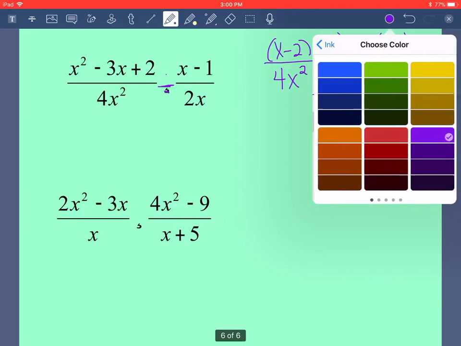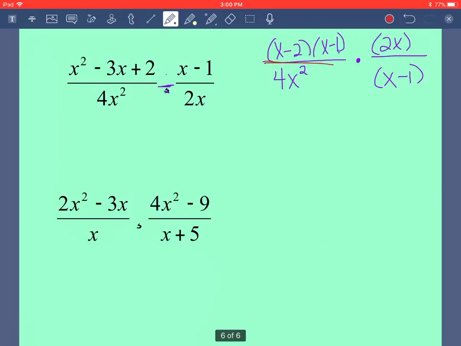I'm able to extend this division line all the way across, and I'm looking for identical factors in the top and the bottom. So I've got an x minus 1 in the top and the bottom. So now I have 2x times x minus 2 over 4x squared. Well, as long as your variable doesn't have anything being added or subtracted to it, you're able to simplify. So I've got a 2x in the top and a 4x squared in the bottom. So the 2 and the 4, I can simplify both by 2.